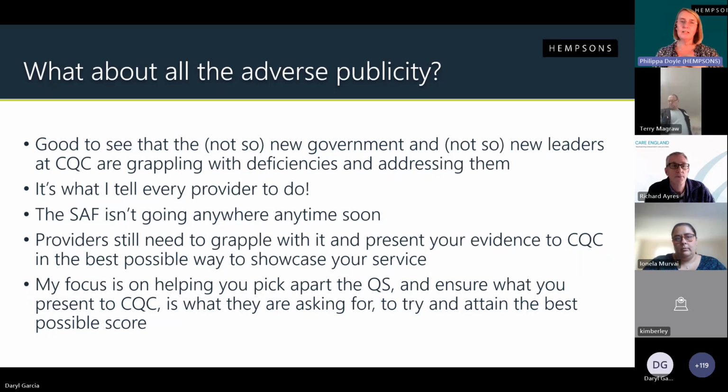So I'm really pleased that they, as I say, not so new government and not so new leaders at CQC are grappling with the deficiencies in the system and taking steps to try and address them, because that's exactly what I tell every provider to do. When you identify there's a problem in your system, don't try and run away from it or bury your head in the sand. Face up to it, tackle it head on and say, right, this is what we're going to do to try and fix it, which is what we're starting to hear from CQC is what they're going to do to try and make this work.